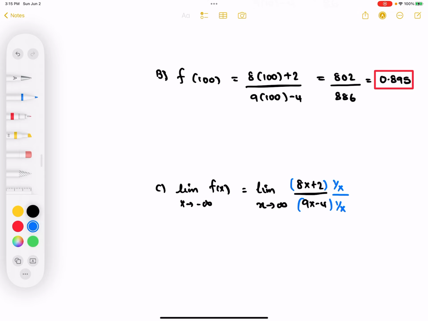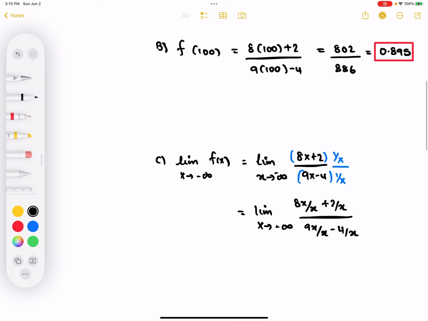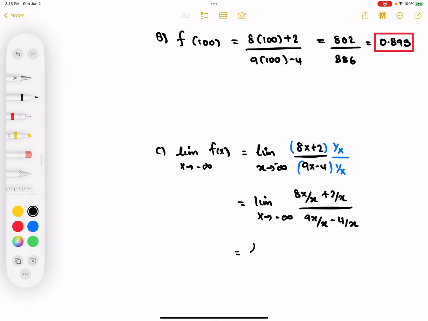So this can be simplified as the limit as x approaches negative infinity of (8x divided by x plus 2 over x) divided by (9x divided by x minus 4 over x), if I just multiply 1 over x to all terms. Now let's simplify. The limit as x approaches negative infinity of the first becomes (8 plus 2 over x) divided by (9 minus 4 over x).